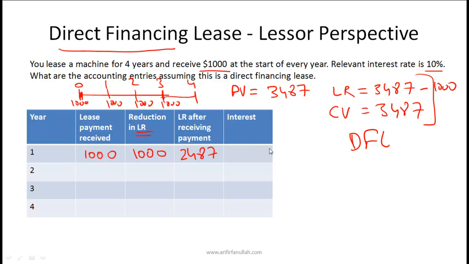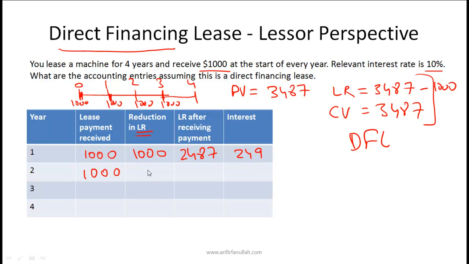And what's the interest for the first year? The interest that we will show as revenue, interest revenue in the first year, will be 10% of this value, which would be 249. So in our income statement for the first year, we will show interest revenue of 249. Then in the second year, right up front, so that's over here, end of first year, beginning of second year, again we'll receive a payment of 1,000.